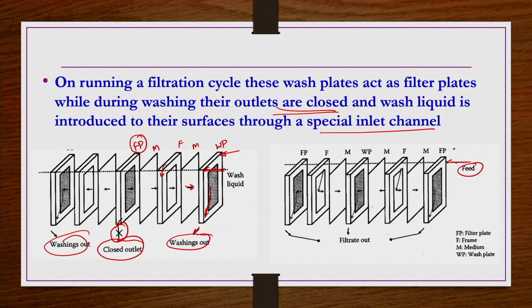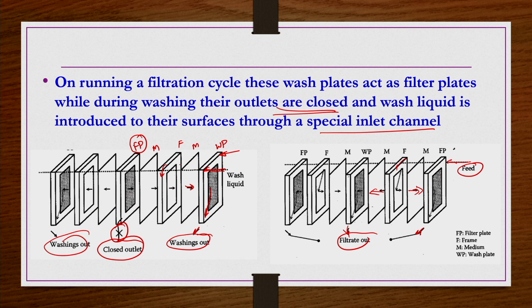So, here you can see the slurry coming into the frame, passing through either side of this frame. Either side has the filter medium, so that the separation of solids from the slurry takes place, and the liquid passes out as filtrate from either side.